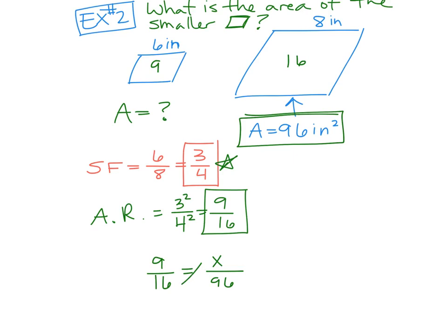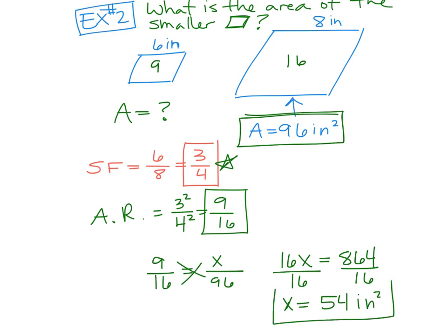You just cross multiply. So you get 16x equals 864, and then you divide by 16. So x comes out to 54. 54 what? Inches squared. We found an area. Right? So 54 square inches. Okay, so if you have enough to find a scale factor and one of your areas, make sure you turn it into an area ratio first, and then once you have the area ratio, then you set up your proportion.